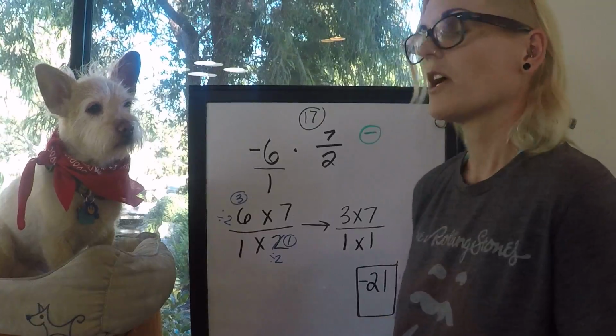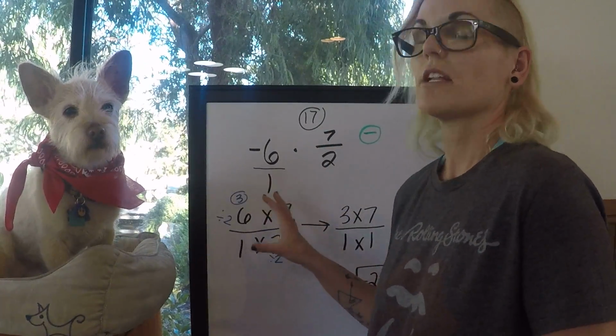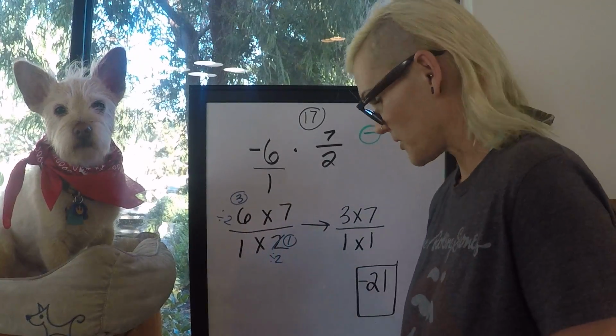Okay, so we already figured out the sign first. So that's what you want to do. If you have negatives involved with your problem, step 0, figure out the sign first.